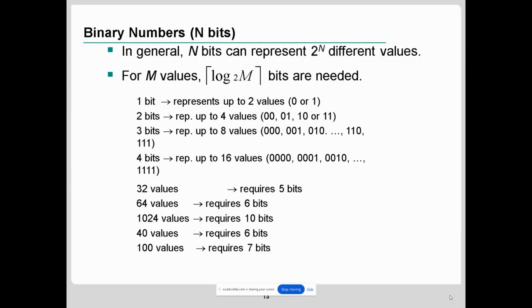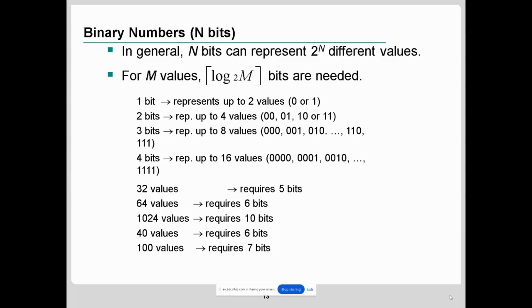Now, if we want to represent any number, for example 37, how many bits are required? 6. Because 2 to the power 5 is what? 32, and 2 to the power 6 is what? 64, and 37 lies within this range. So 6 bits are required to represent 37.